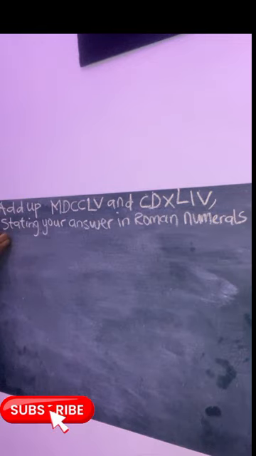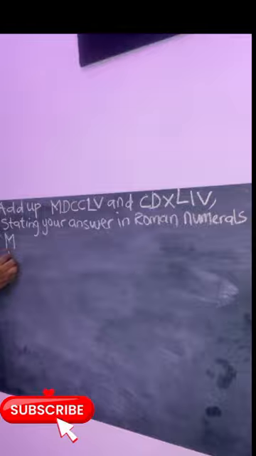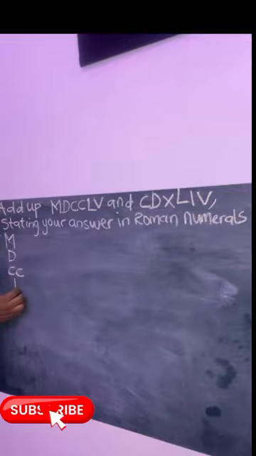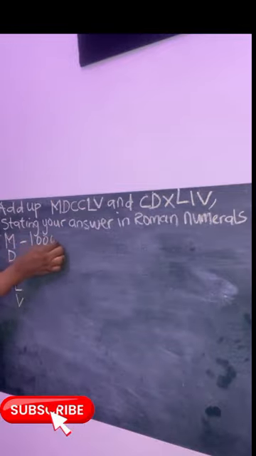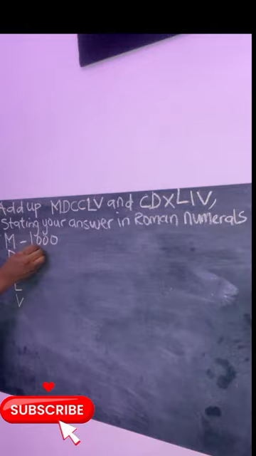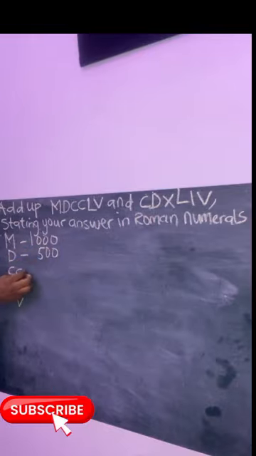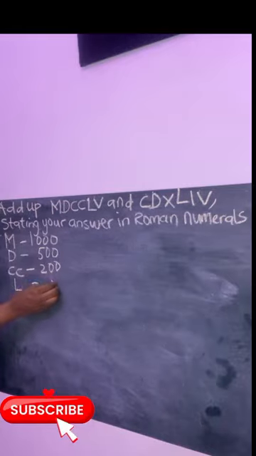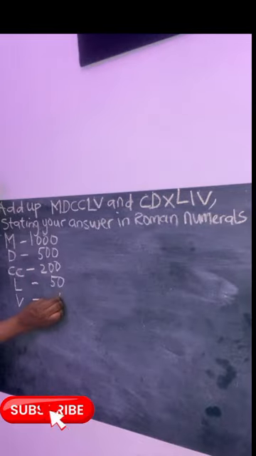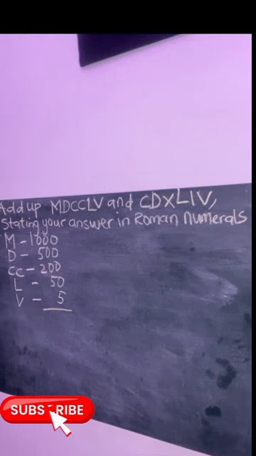What is our MD? MD, CC, LV. Our M is what? 1000. Our D is what? 500. C is what? 100, so CC is what? 200. Our L is what? 50. And our V is what? 5. So let's add up.